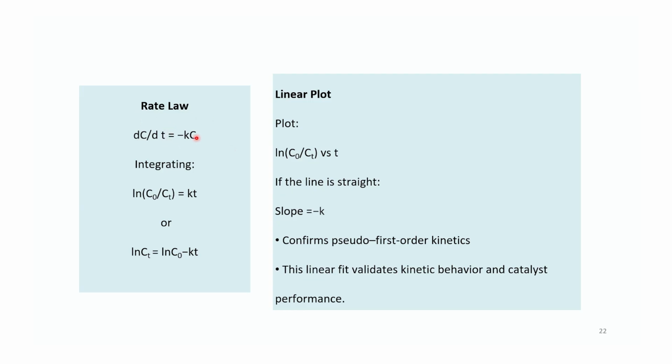That's the rate law: dC by dt is equal to minus kC, and integrating that you get this, and when you plot that, y is equal to mx plus c. So that's your slope. If you get a straight line, then this confirms pseudo first order kinetics, and this linear fit validates the kinetic behavior and the catalyst performance. So when dye concentration is low, the pseudo first order reaction mechanism is being followed.